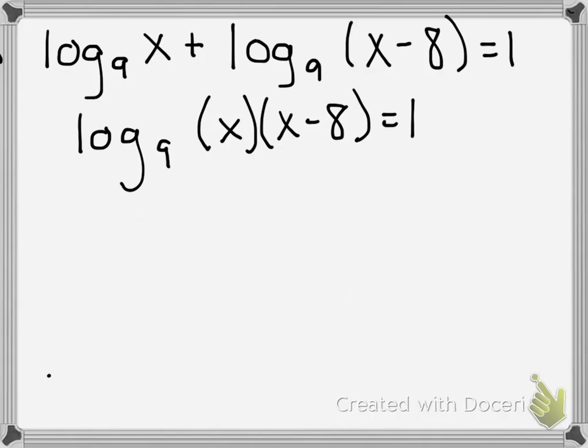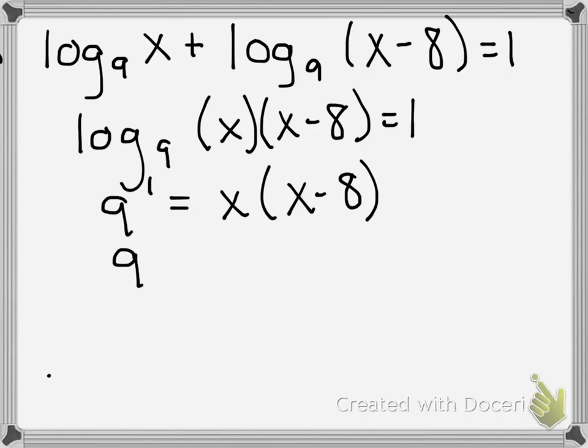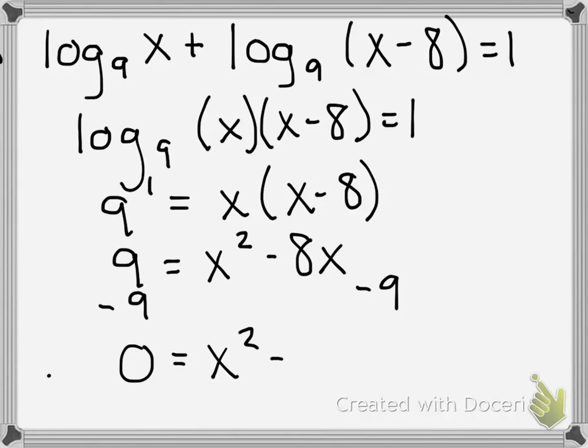Okay, now you're down to 1 log, and you can go ahead and convert to exponent form. So this is going to be 9 to the first equals x times x minus 8. Okay, you're going to want to go ahead and simplify this, so it's 9 equals x squared minus 8x. It's a quadratic, so if you remember from Algebra 1, when you're solving quadratics, you want to get everything on one side. So subtract 9 from both sides, and you get 0 equals x squared minus 8x minus 9.